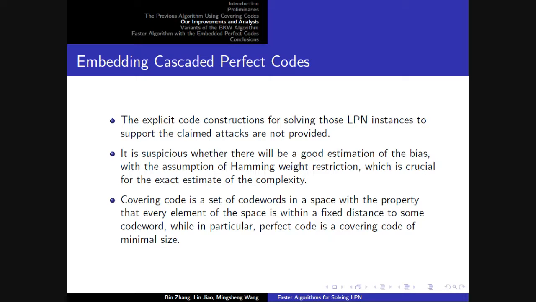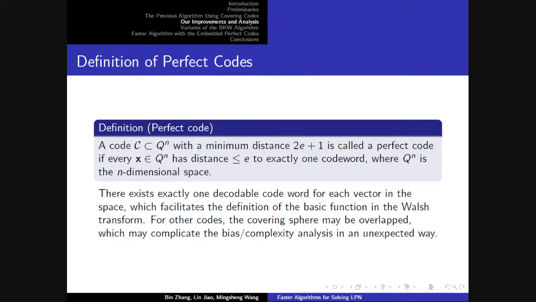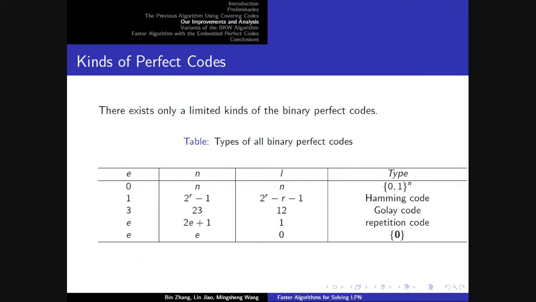We know that a covering code is a set of codewords in a space with the property that every element of the space is within a fixed distance to some codeword. In particular, a perfect code is a covering code of the minimum size. This is the definition of a perfect code. Perfect codes uniformly and exactly partition the whole space. These are all the known types of binary perfect codes so far. These are the two trivial ones, and the Hamming code, Golay code, and the repetition code.